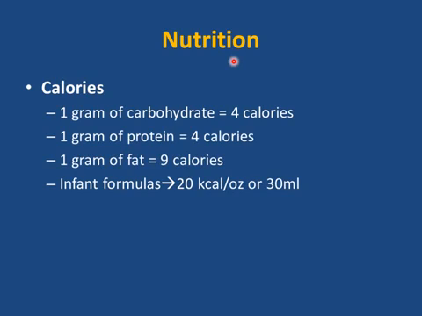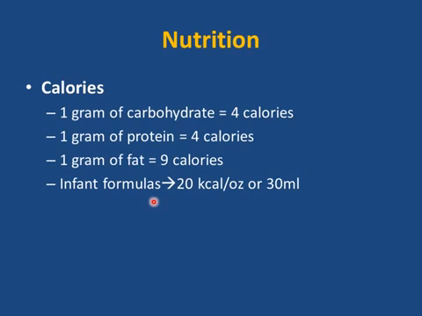The first part will discuss nutrition, calories. 1 gram of carbohydrate gives 4 calories. 1 gram of protein gives 4 calories. 1 gram of fat gives 9 calories. So remember, carbohydrate and protein are the same. Each 1 gram will give 4 calories. The fat is more than double, and will give you 9 calories.